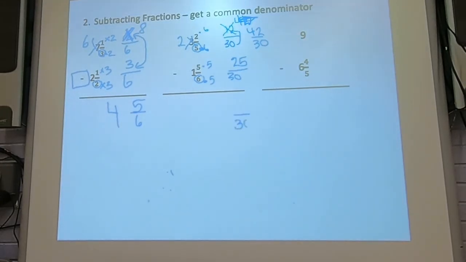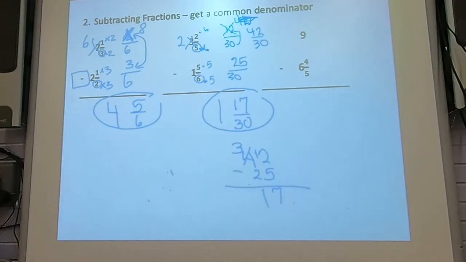And if that gives you trouble, what you need to do is come over here and do your work. 42 minus 25. This time when you borrow, you do put a 1, is 17. So I have 17 over 30, and then 2 minus 1 is 1. So there's my answer. So this is the one, the last one, that is most commonly missed by people because they make careless mistakes. So it'll be easier for you if you actually do it this way. Don't just try to do it in your head.